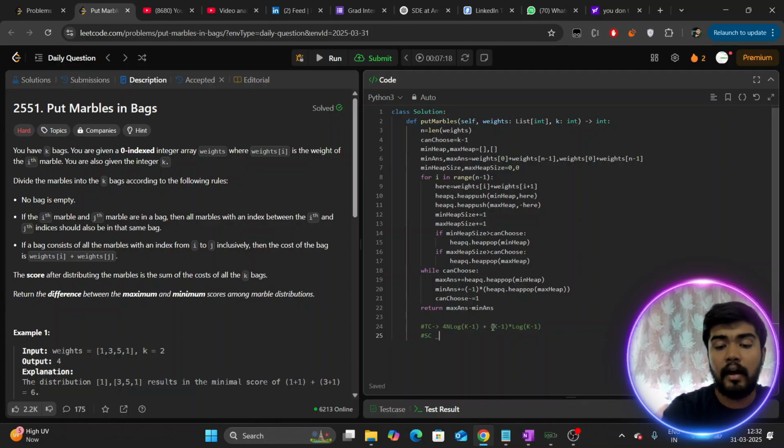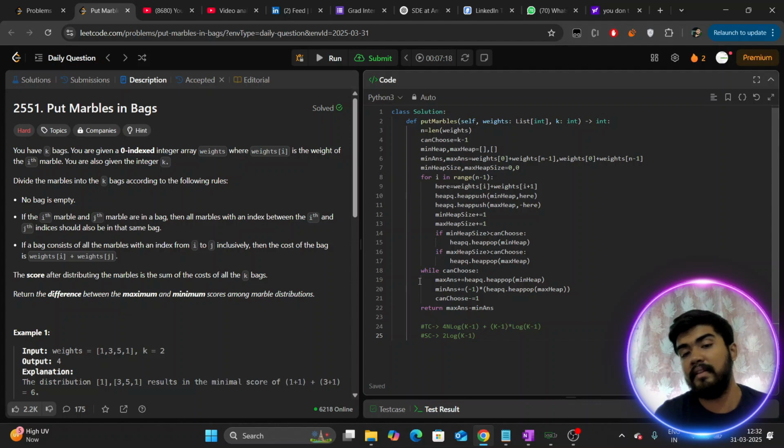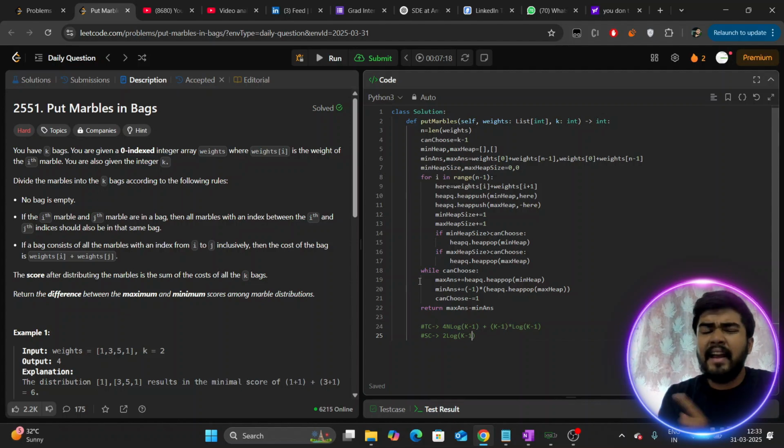On the space part, we are using two heaps, and each heap can grow as big as k minus 1. So you can consider it as 2 times k minus 1. So that is the time and space complexity for this particular solution that I was able to figure out. And I think it is the most optimal time and space complexity, because our submission is faster than 95% mostly, as I saw.